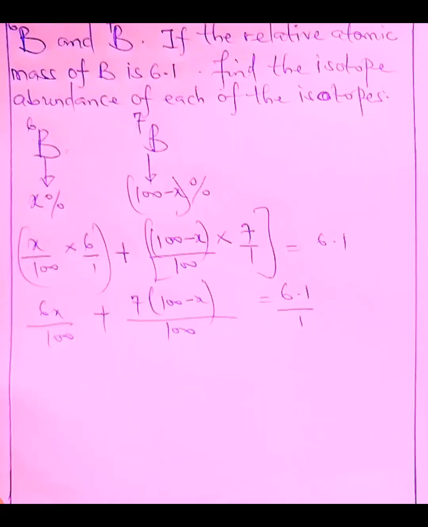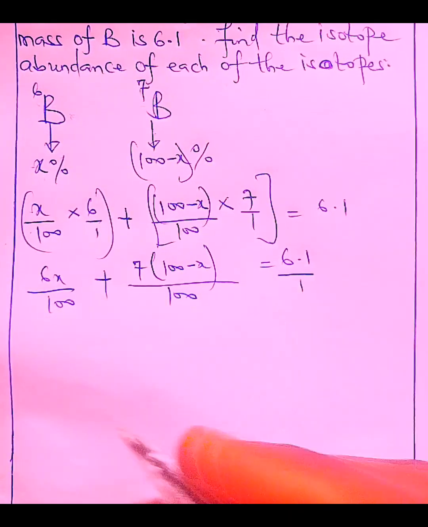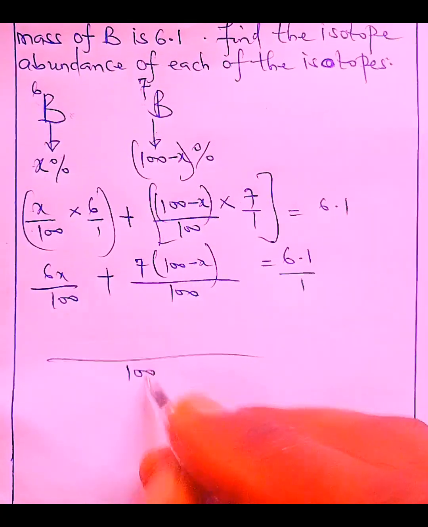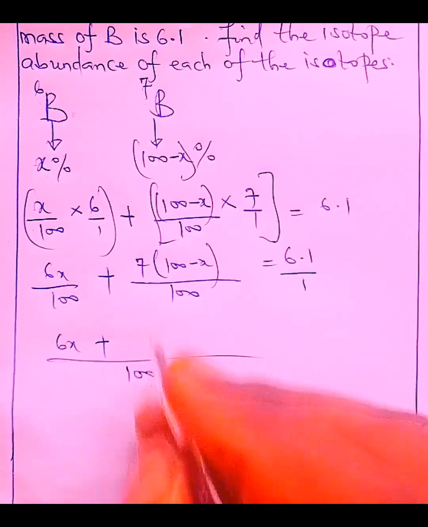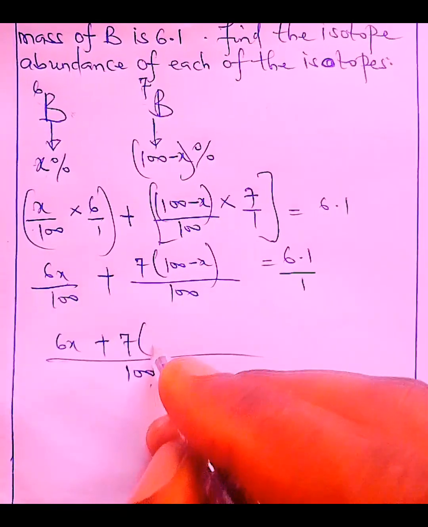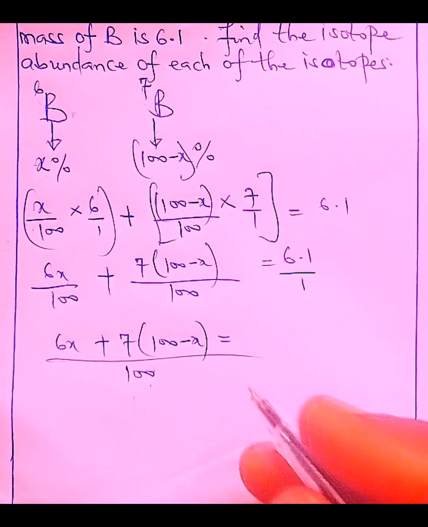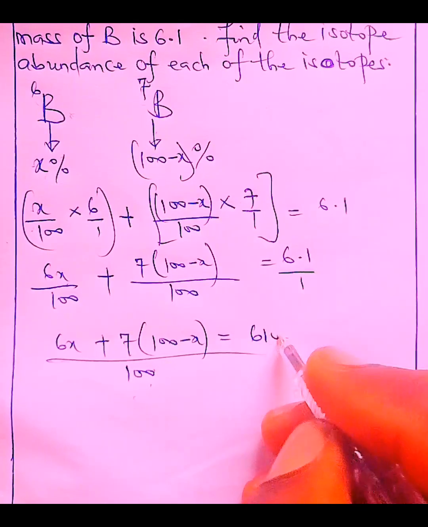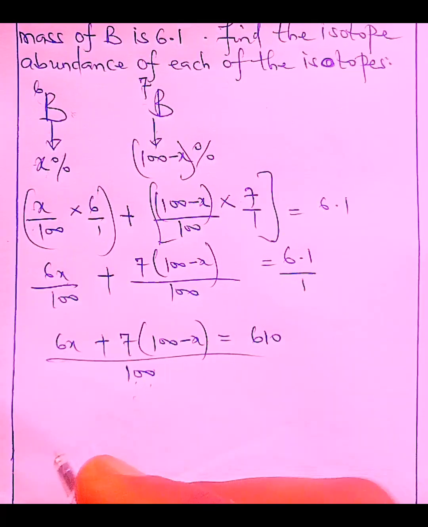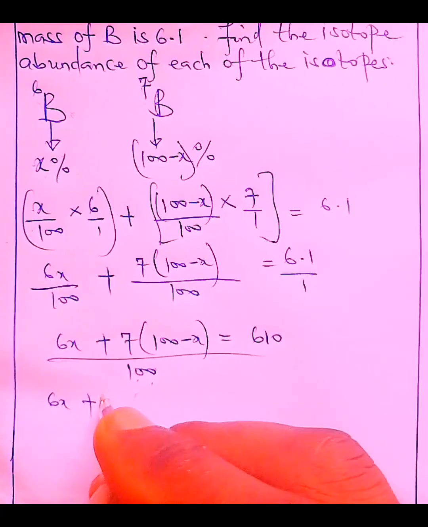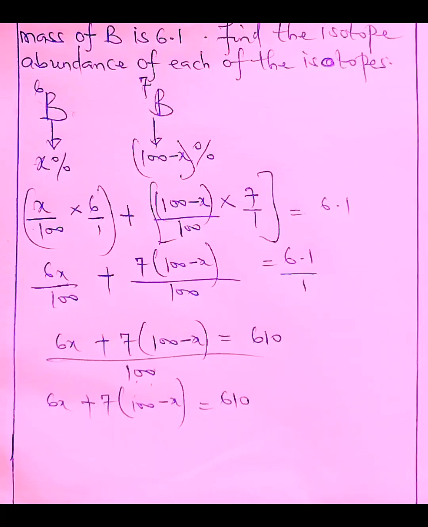The next thing we do is this. We're going to get the LCM of 100, 100, and 1, which gives us 100. 100 divided by 100 is 1. 1 times this is 6x. 100 and 100 is 1. 1 times this, we give it 7 times 100 minus x. 1 divided into 100 is 100. 100 times 6.1 will give us 610. So the LCM goes out, and we are left with the 1 on top. So that's 6x plus 700 minus 7x equals 610.